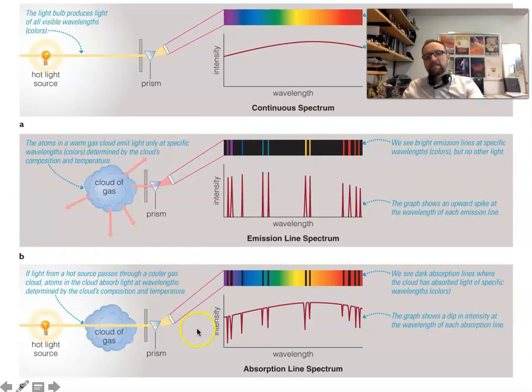If you see that your mystery object is giving you an absorption spectrum, well, you know you've got a hot, dense object shining through a cold cloud, and you can figure out what the chemical composition of the cloud is, based on the lines that are getting absorbed.